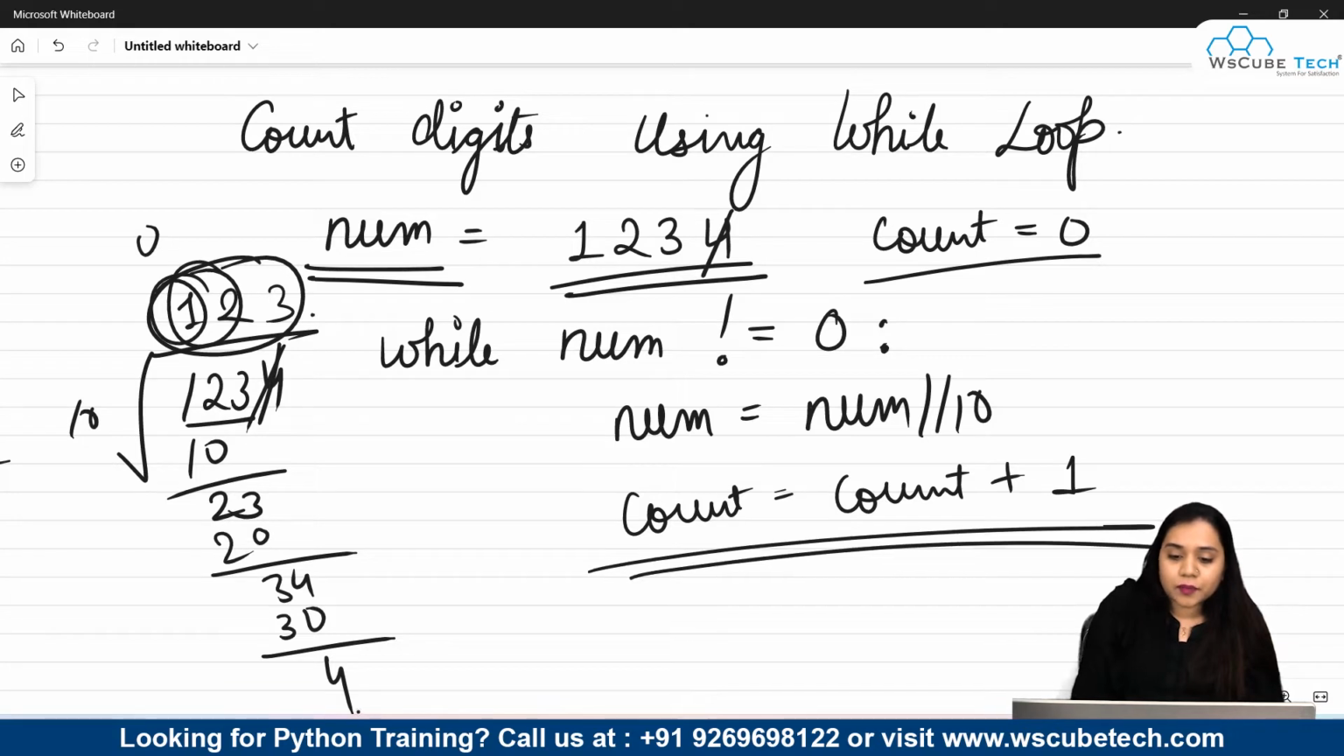And lastly, we will be printing this count in the end once our number is equal to 0, because at the end it will become 0, and as soon as it becomes 0, the loop will stop. We will come out of the loop and we will print the count.